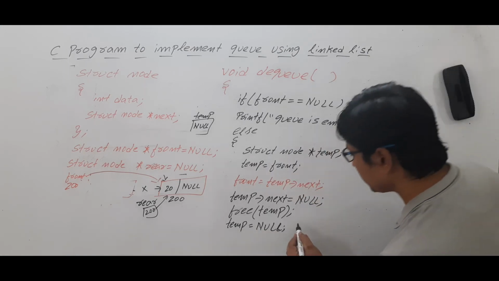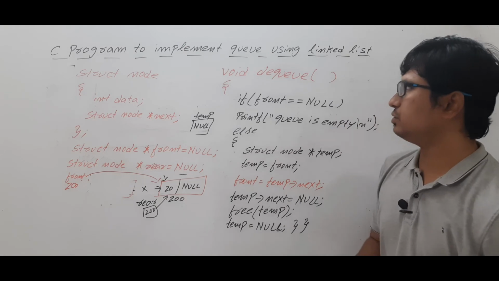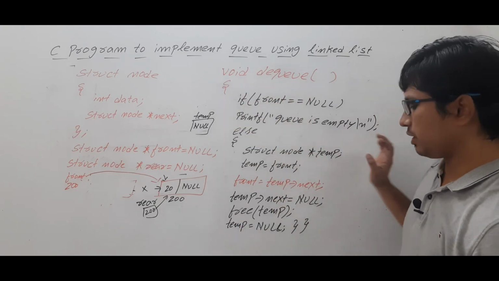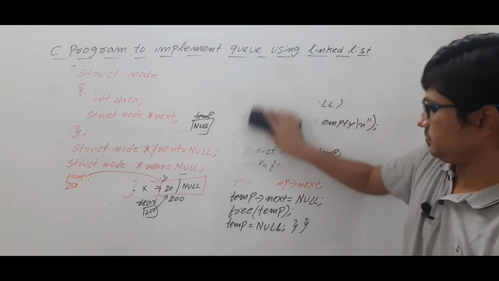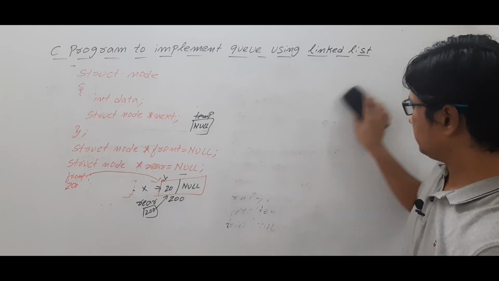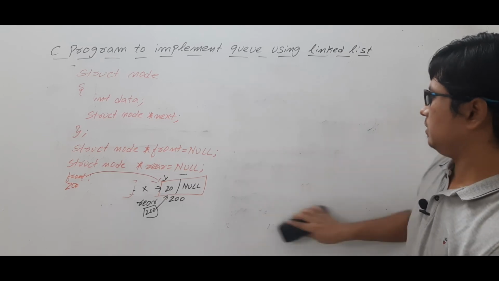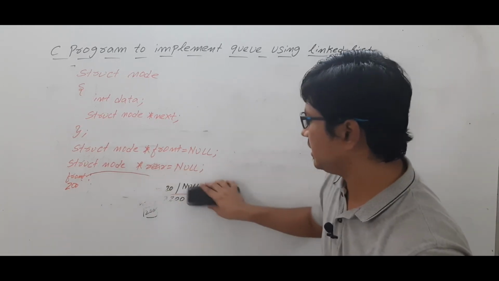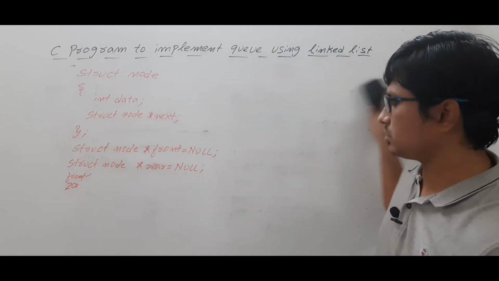Okay, so now let me close the else block. Let me close the dequeue function. So this is about the dequeue. Okay, so I hope you have understood how I perform the dequeue operation. Now let me discuss the display function. By that time, let's assume that we have inserted some more elements also.